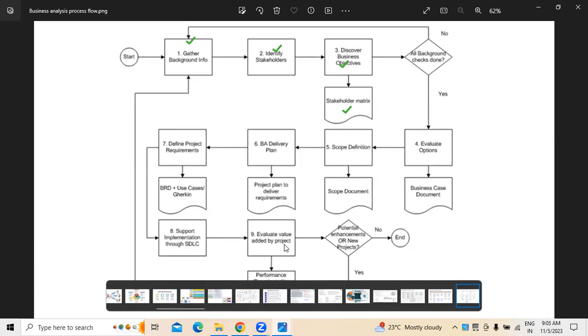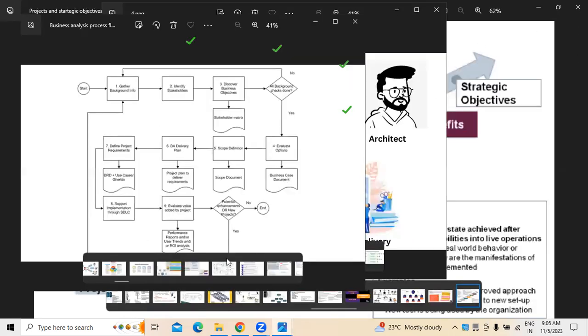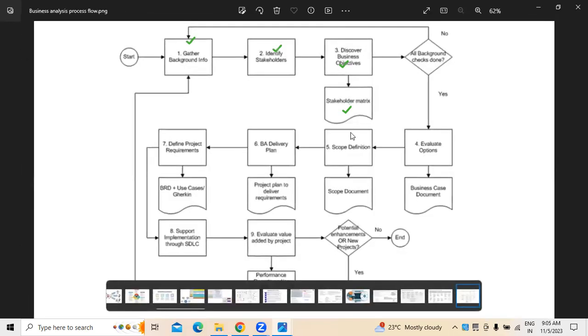Next, if there are any potential enhancements to be made, because when we are developing a project, there are requirements where we have to do some potential enhancements. Those potential enhancements, if you want to do, we can do it. Otherwise, no. Once everything is done, finally the project will be completed and delivered to the customer. So this is generally the whole understanding of the business analysis process flow, which, as a business analyst, you must be exposed to.